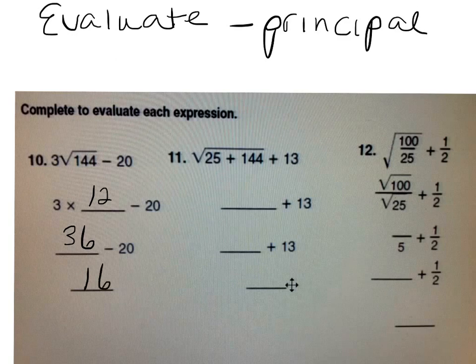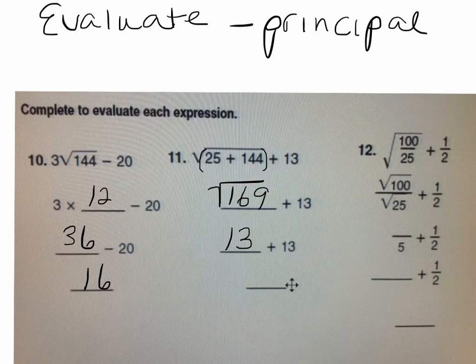Okay, when you have a problem like example 11, where there's operations going on beneath the square root, well then you have to kind of imagine there's some parentheses under that square root. You need to do the work underneath the square root before you take the square root. So we have to add 25 plus 144. That's 169. So now we're looking at the square root of 169. I asked you to figure that out a little bit earlier. Hopefully you figured out that the square root of 169 is 13, and 13 plus 13 is 26.